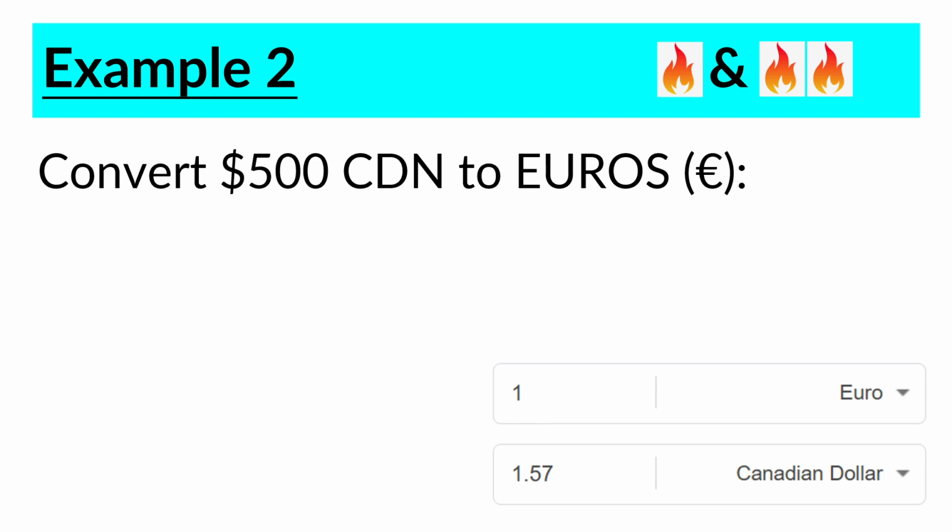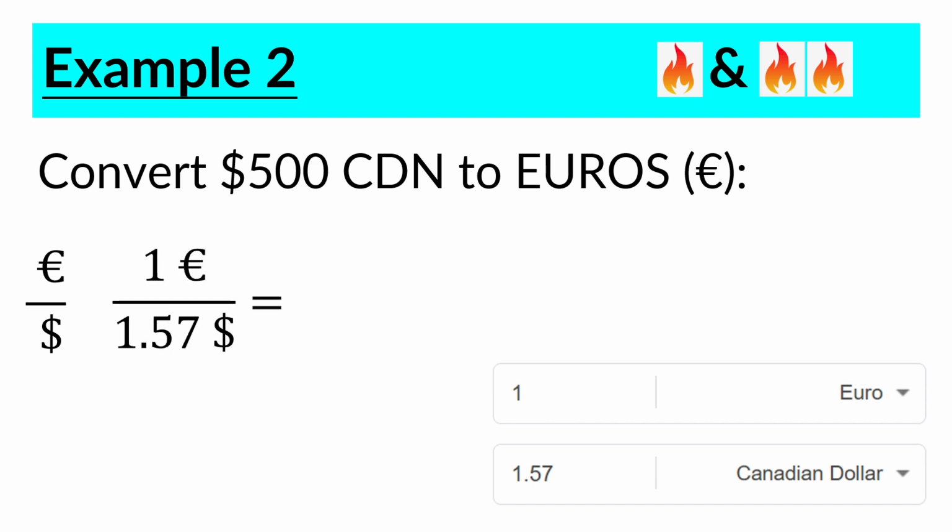So when I set up the rate, I can do either Canadian dollars to euros, or as you see in the rate that I have there, euros to Canadian dollars. So using what Google told us, 1 euro is $1.57 Canadian. So we want to make this an equivalent rate. So in the rate that I'm going to create here, I'm going to make sure euros is on the top and $500 is on the bottom.